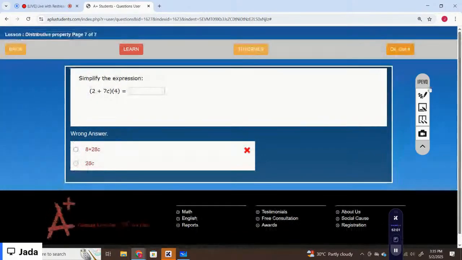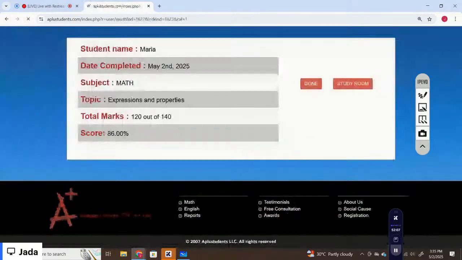Option number one is the correct option. That is 4 times 2 is 8 and 4 times 7 is 28. Option one is the correct option.